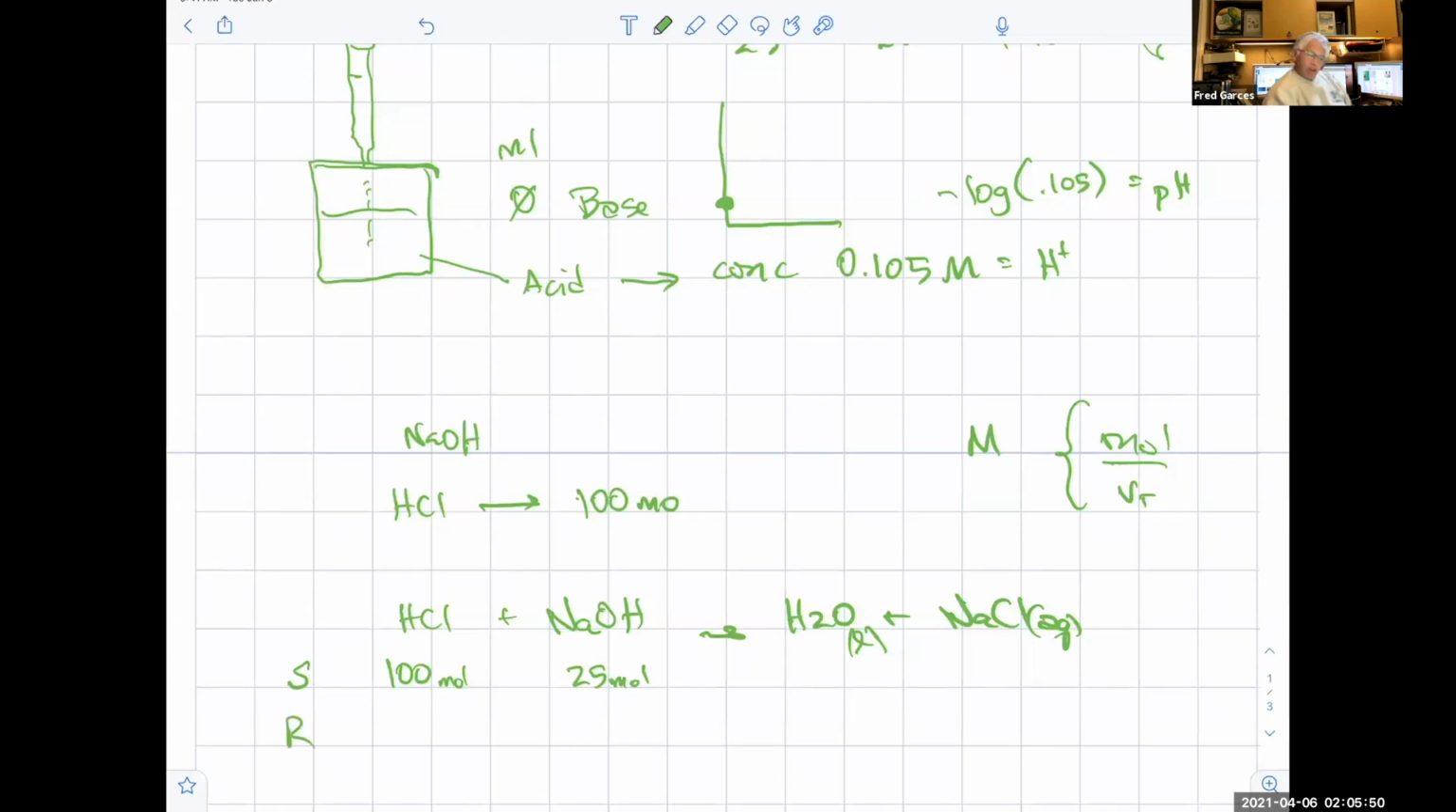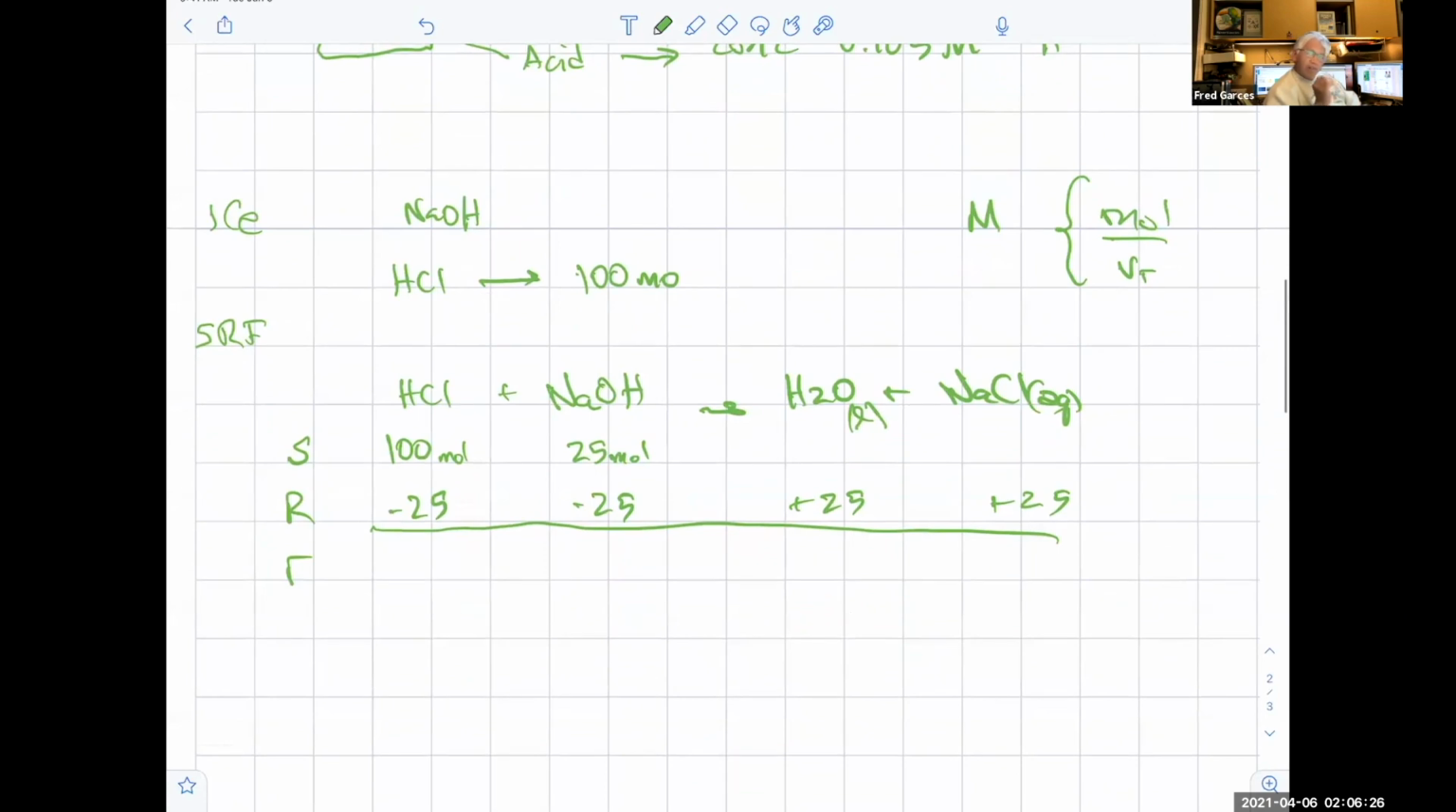When the reaction occurs, this is what we call our SRF table, unlike our ICE table. SRF means that it's stoichiometric. The reaction will be based on the limiting reagent, 25. And of course, you're going to form 25 here and 25 here. But you don't have to worry about these products, because what you want to figure out is how much hydrochloric acid was unreacted.